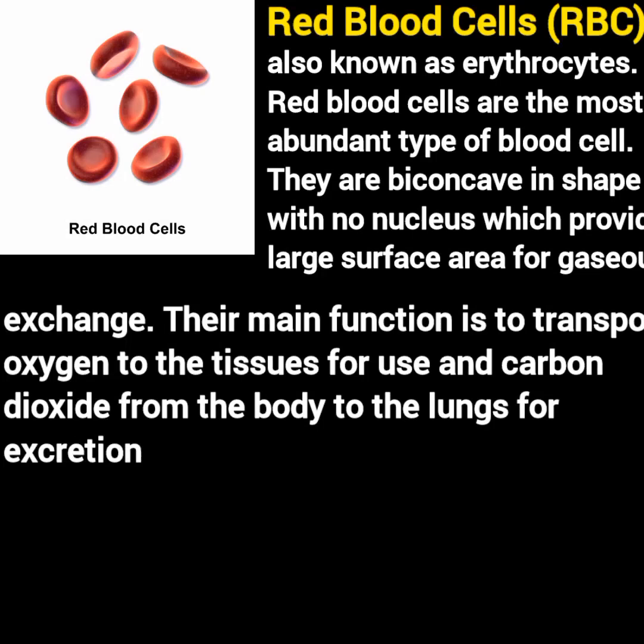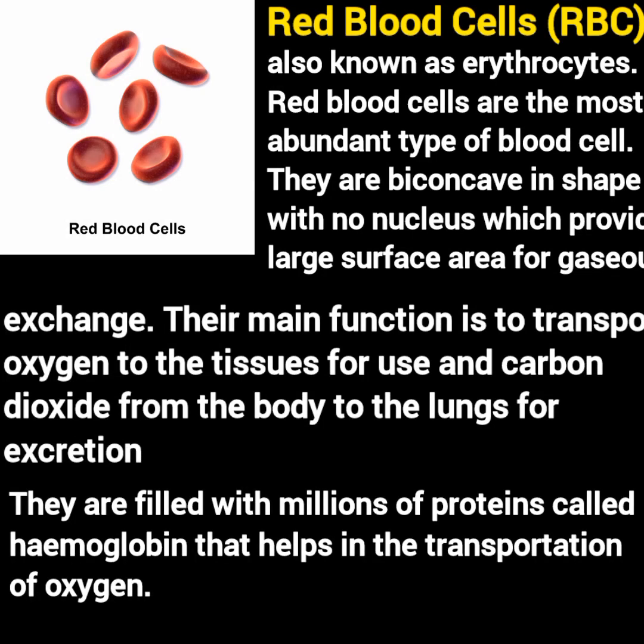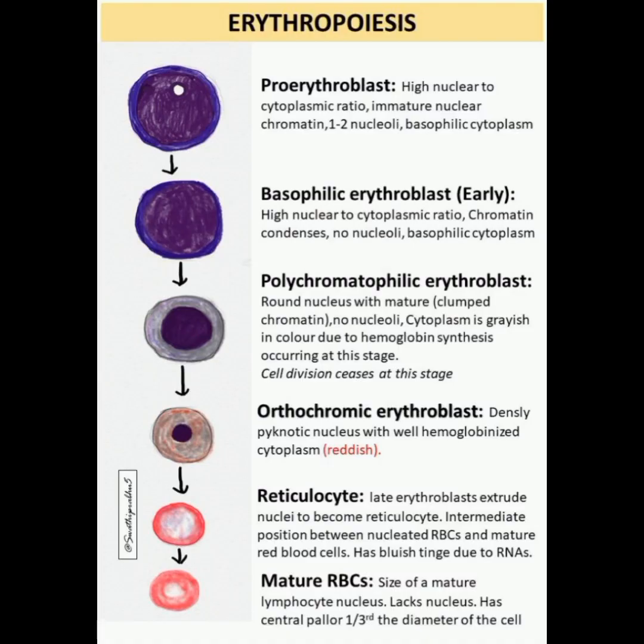They are filled with millions of proteins called hemoglobin that helps in the transportation of oxygen. And oxidized hemoglobin gives the red color of the red blood cells. Looking at the stages in the development of red blood cells, we have the pro-erythroblast, the erythroblast, which is further divided into 3 stages, the reticulocytes, those are the non-nucleated immature red blood cells, and then the erythrocytes, which are the matured red cells.